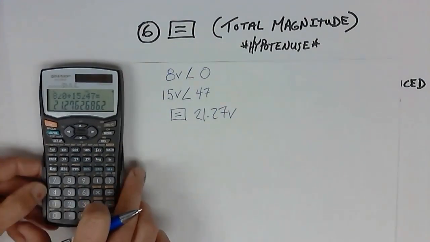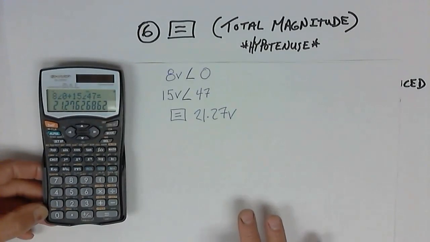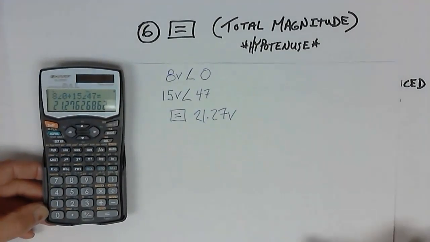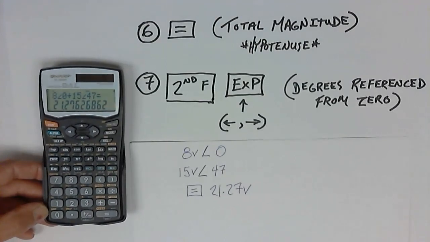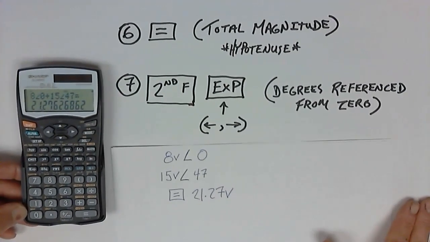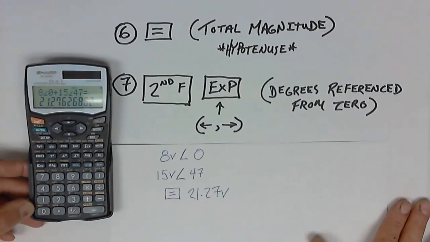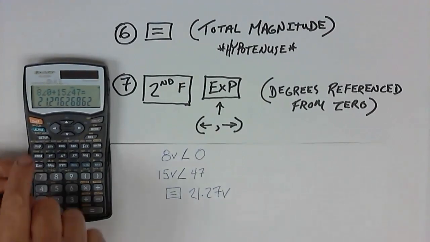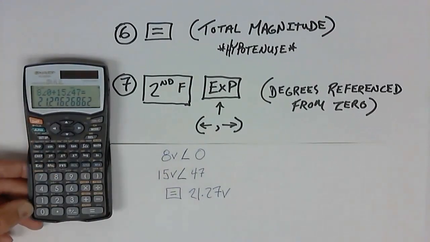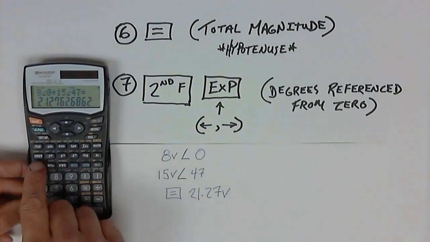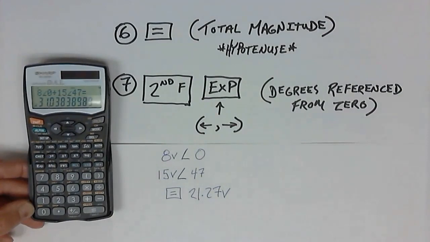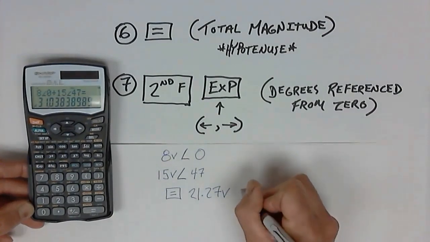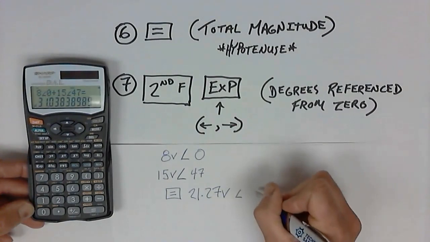Now, if we want to work out the angle, because that's only half of the problem, right? Let's now work out the angle. For the angle, we have to enter in this second function, exp. And again, this is the degrees referenced, well, you can barely see it there, from 0. So, second function, exp. On my calculator, it's right here. So exp. And immediately, it shows me that angle symbol, and it says 31 degrees.